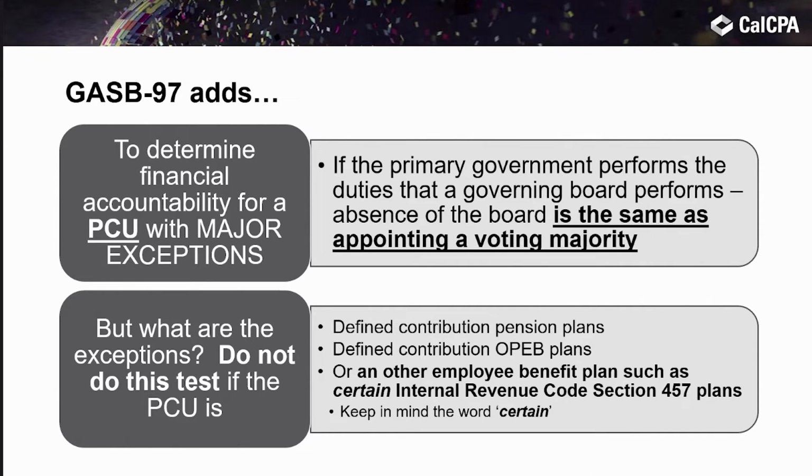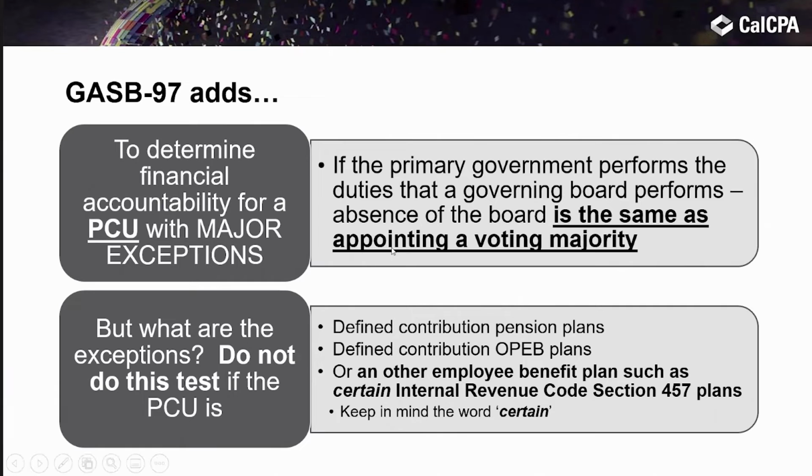GASB 97 excludes this step if the potential component unit is some form of defined contribution, pension or OPEB plan, or another employee benefit plan, including certain, there's that magic GASB word out there, certain, not all Internal Revenue Code Section 457 plans. That word certain is a game changer.